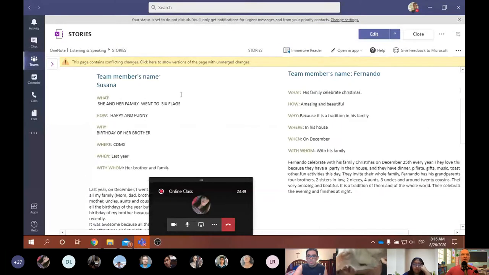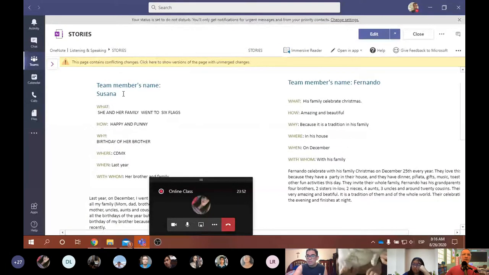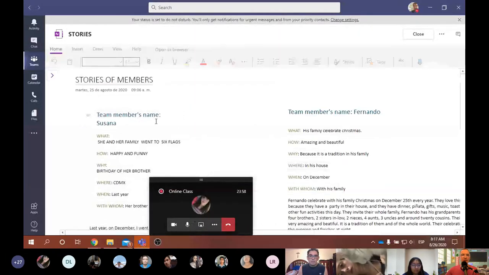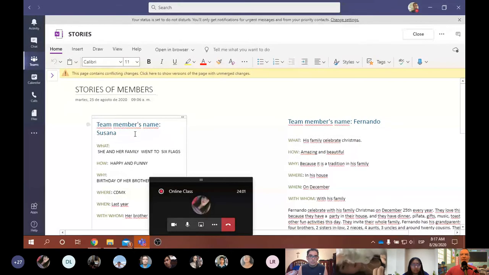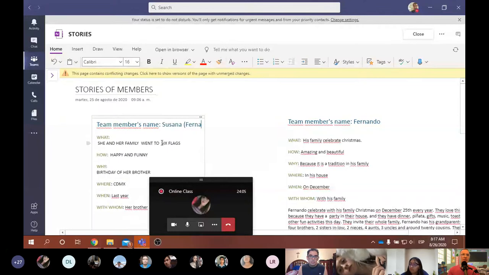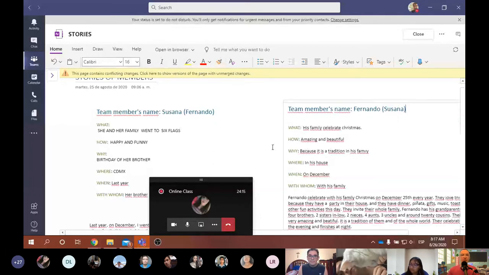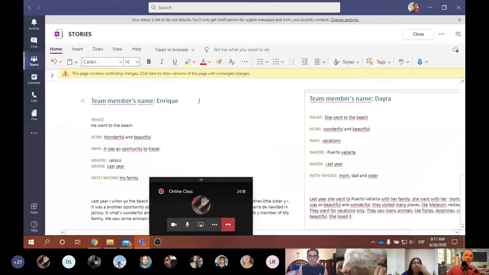All right, so here they're going to do, Susana is going to say, okay, who's going to retell Susana's story? Now, I'm going to use this as an example, and then I'll remove my text here. But I'm going to assume, let's say Fernando is going to retell Susana's story. And maybe Susana is going to retell Fernando's story. Idaira is going to retell Enrique's story. Enrique is going to retell Idaira's. So group one, they're going to decide who wants to tell whose story.